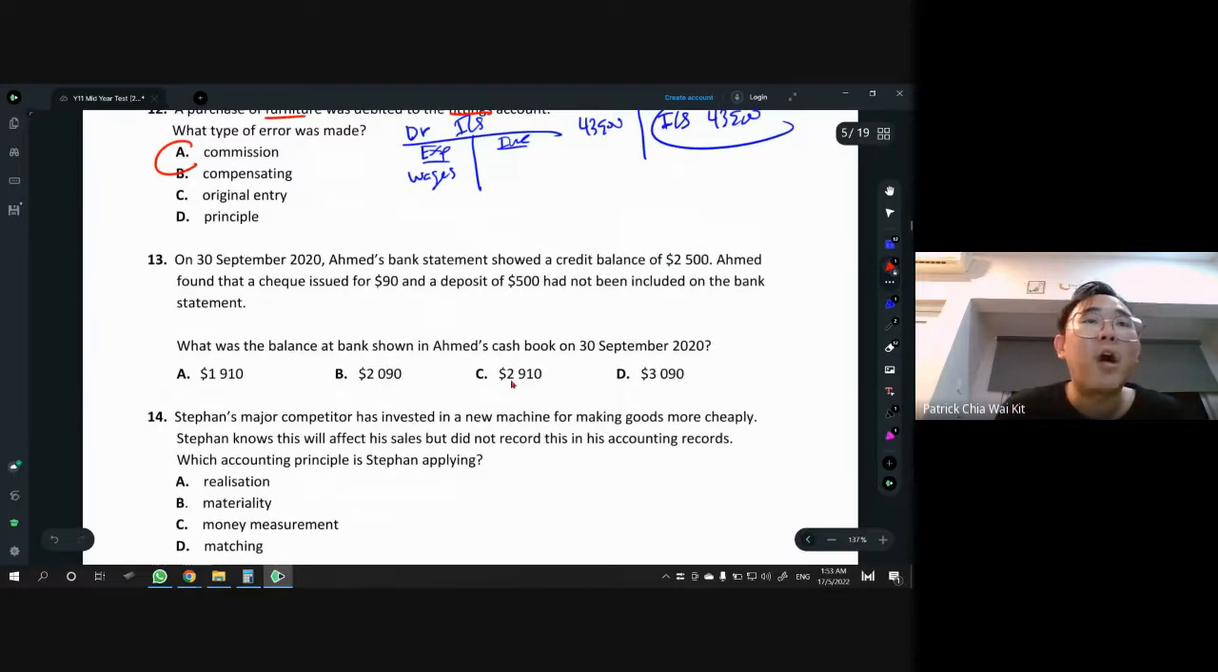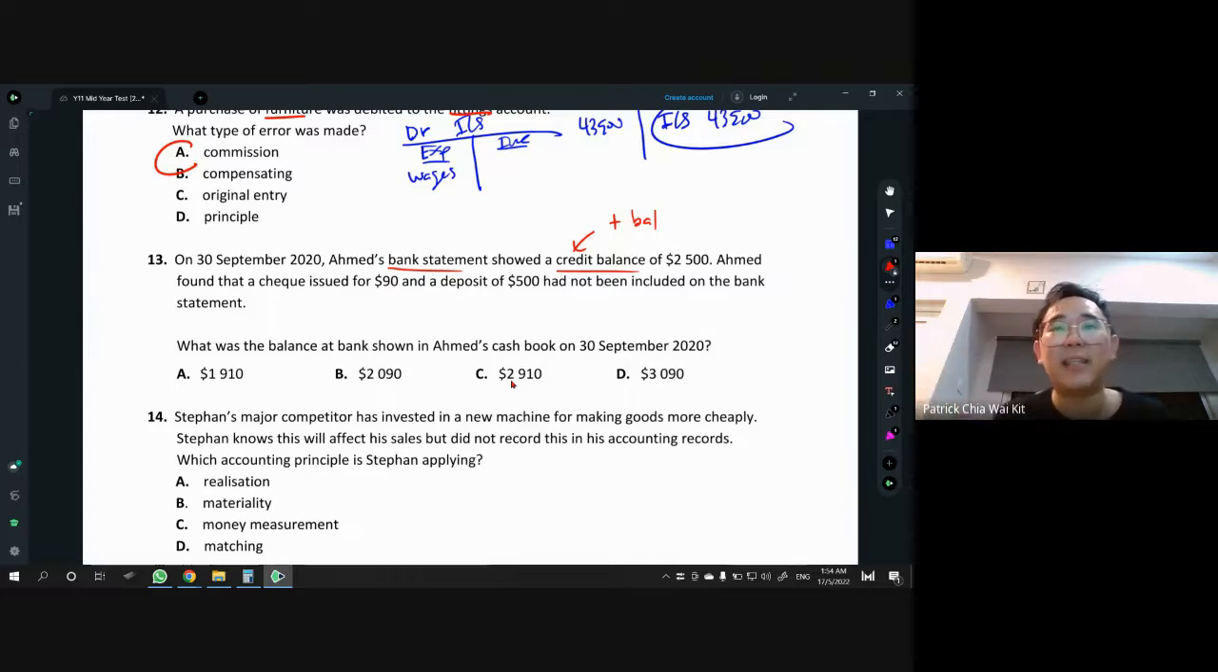All right, 13. On 30 September, our bank statement shows a credit balance. Okay, bank statement shows credit balance. Bank statement from our point of view is terbalik one, the other way around. When they say credit balance, to us, this is a positive, right? This is a positive balance. If they say debit, then it's negative, right? But our cash book is DR is plus, CR is minus. Yeah, bank statement is the other way around for us. Now, Ahmed found that a check issued for 90 and a deposit of 50 check had not been included on the bank statement. So what was the balance at bank shown in the Ahmed cash book?